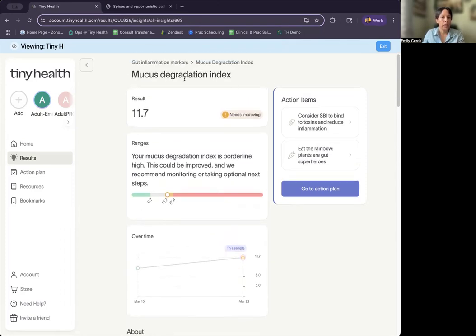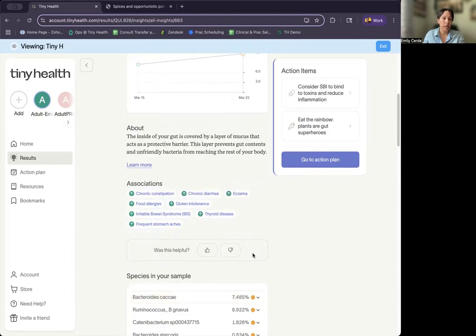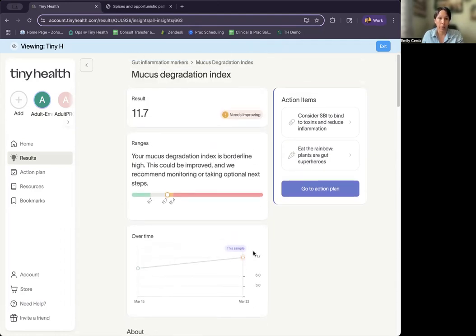Okay, so for mucus degradation index, we would want to think about the microbes there. I'm thinking about the presence of short chain fatty acid production. I'm looking at disruptive microbes or pathogens in the gut. And I'm also thinking about ways to soothe that gut lining or to bind any endotoxin that may be leading into this, with these actions over here on the right.